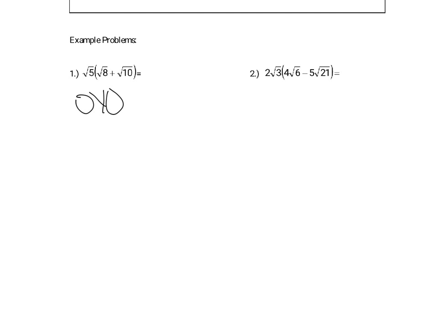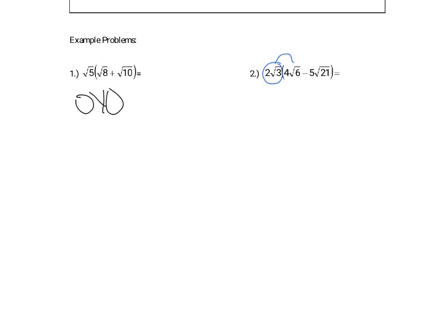I'm going to be so kind as to let you guys do number 1 on your own because it's a little bit simpler looking than number 2. So we're going to attack number 2 together. Now remember what I said. Numbers on the outside of the radical multiply with numbers on the outside of the radical. Numbers under the radical multiply with numbers under the radical. All right? Okay, so here we go.